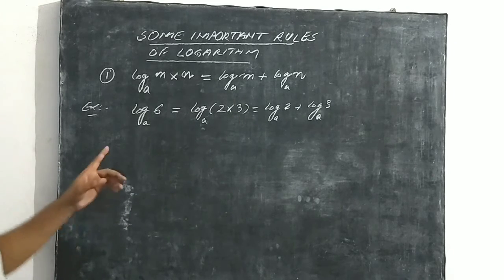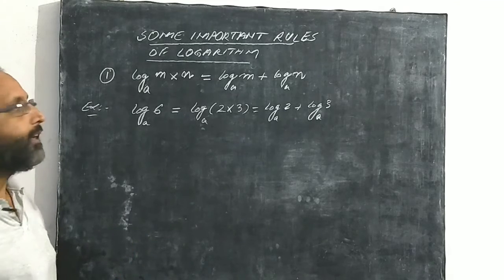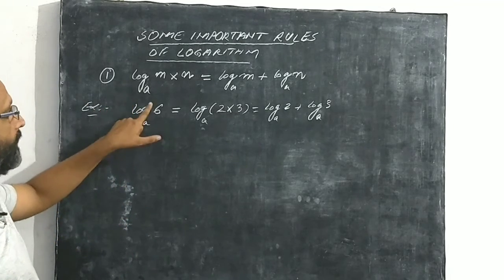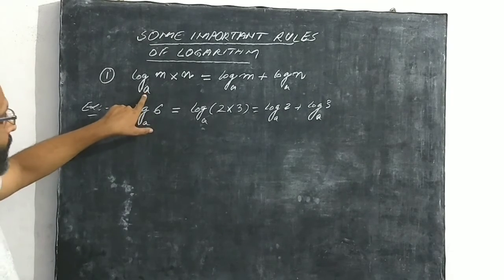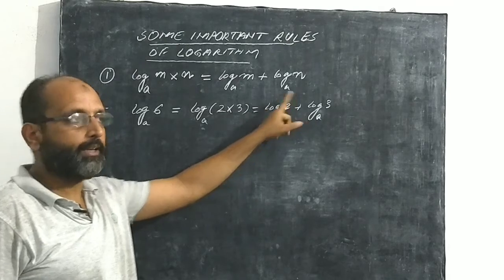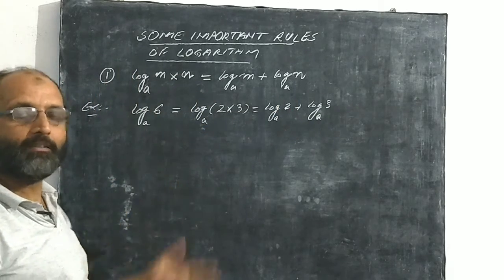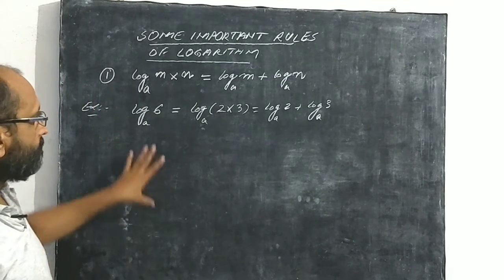So it doesn't mean that every time it is necessary to take a as the base of log. You may take any number. The necessary condition is whatever base of log you take here, the same base should be taken on the right hand side. It may be b, it may be c, it may be k, it may be lambda, it may be 10, and numeric values also. So this is the law.